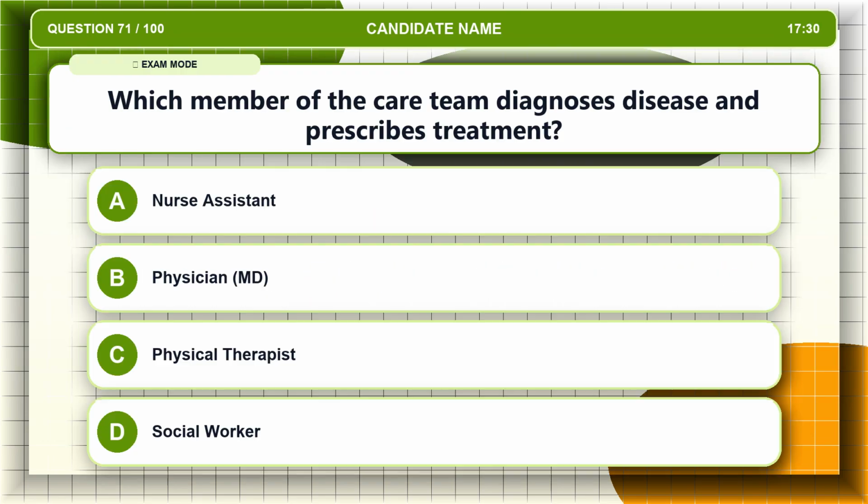Question 71. Which member of the care team diagnoses disease and prescribes treatment? Option A, nurse assistant. Option B, physician, MD. Option C, physical therapist. Option D, social worker.